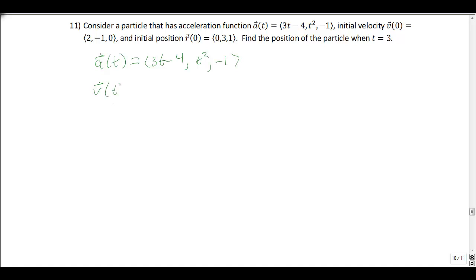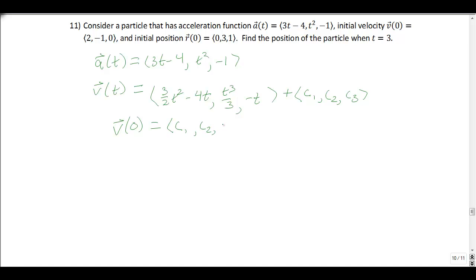And so our velocity is going to be, well, I'm just going to integrate each of these, or find an antiderivative. So I'm going to get 3 halves t squared minus 4t. I get a t cubed over 3, and I get a negative t, but I'm supposed to add a constant on each one. So I'm just going to add plus some vector c1, c2, c3 here. To figure out what these constants are, I can plug in 0 and get my initial velocity. So what I get here is v of 0 equals, well, this whole vector is all 0, so that's just c1, c2, c3, but apparently that's 2, negative 1, 0.